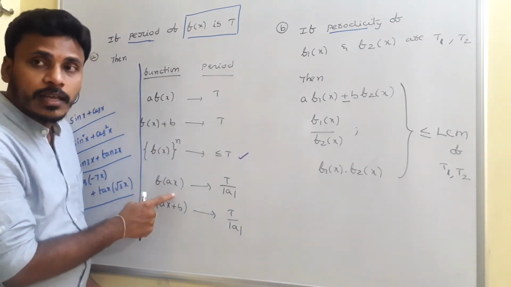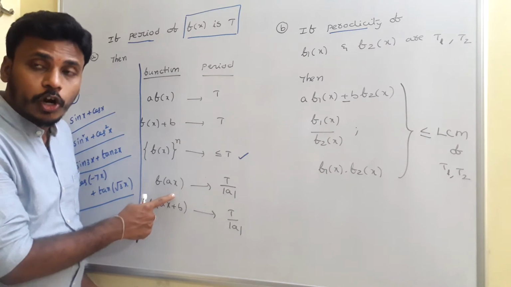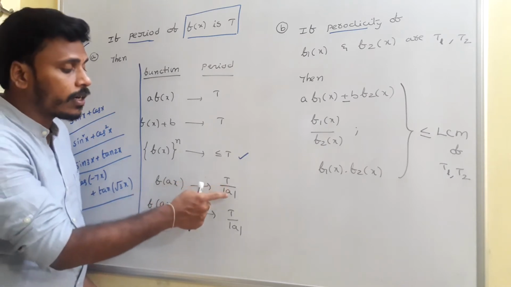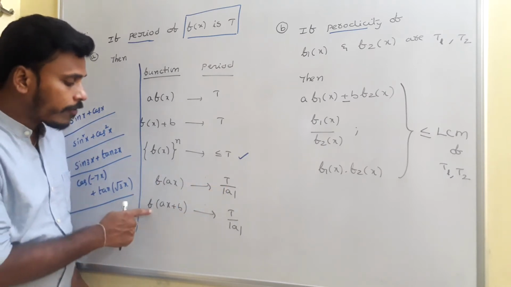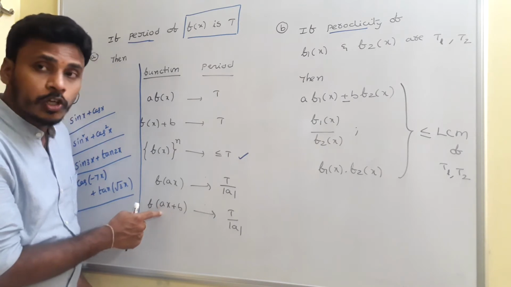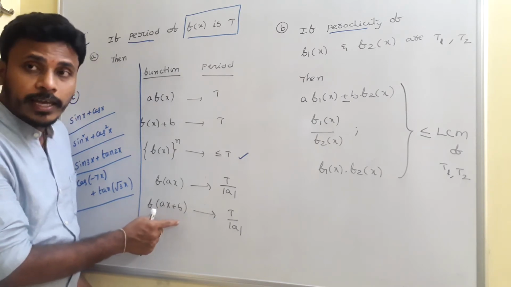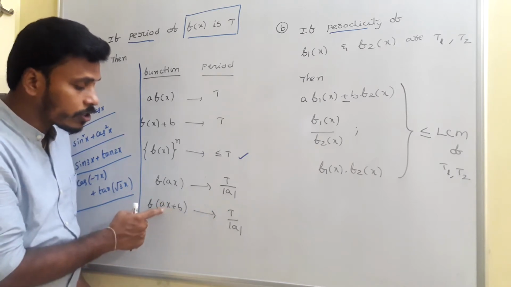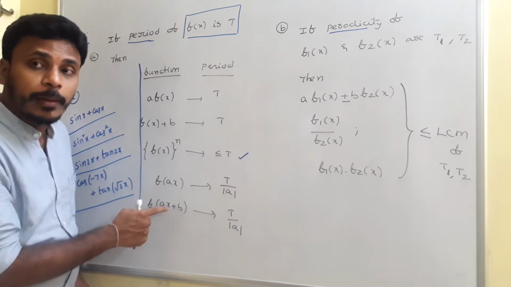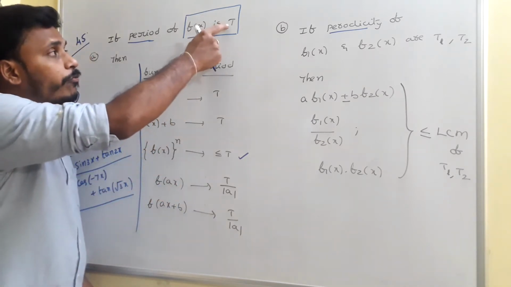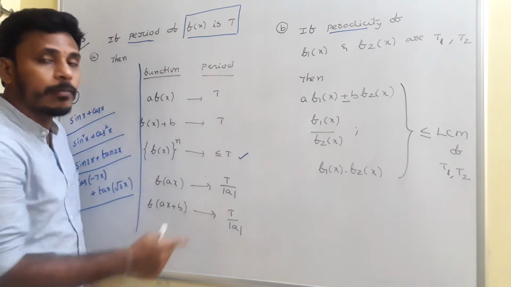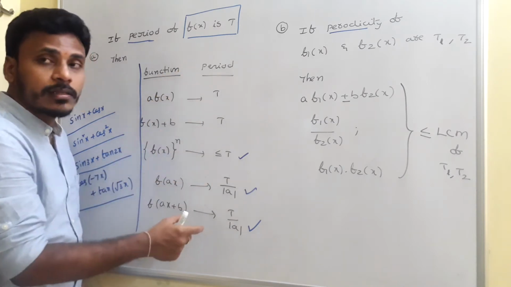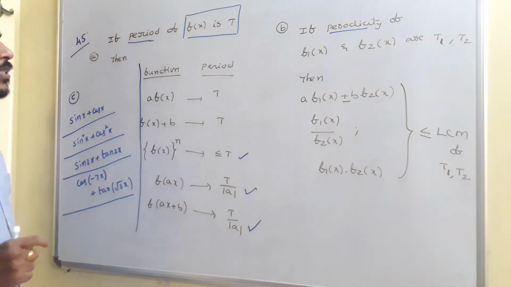f of ax. If f of x is periodic with periodicity T, then f of a times x, x multiplied with a, its period is T by modulus of a. f of ax plus b. Here again the coefficient of x is there, right? So for this f of ax plus b again, the periodicity is T by mod a. So if you multiply x with some coefficient, then the periodicity is the fundamental period of f of x divided by mod a. All these things you need to identify. Okay. Using all these, now I am going to find the periods of these functions.